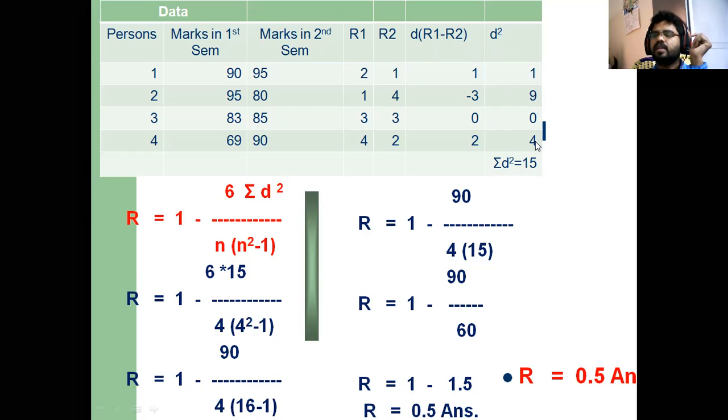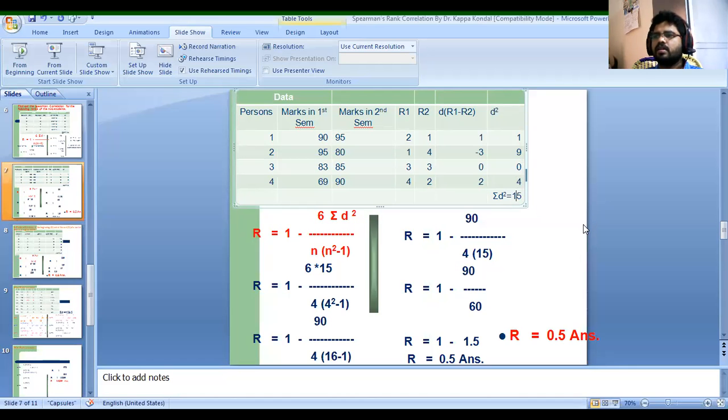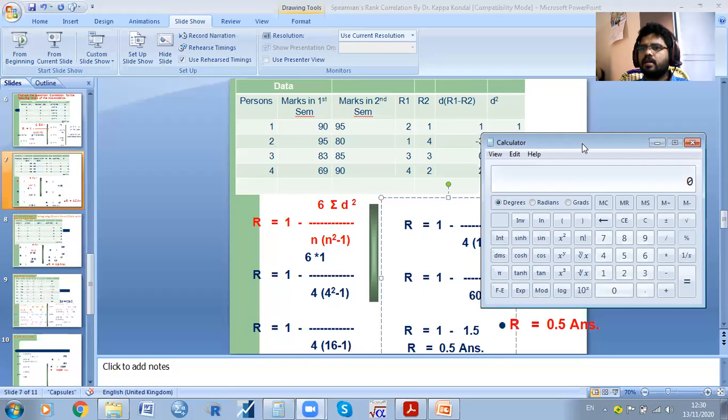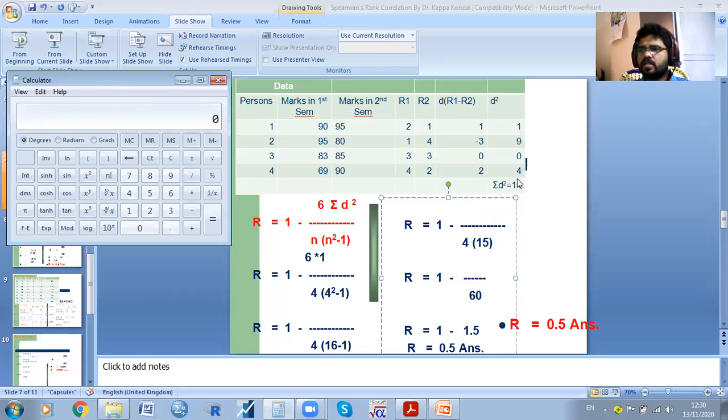10 plus 4. Sorry, somewhere there is a mistake. The total is 14. Sorry, it's a typical mistake. So here the total is 14, right?